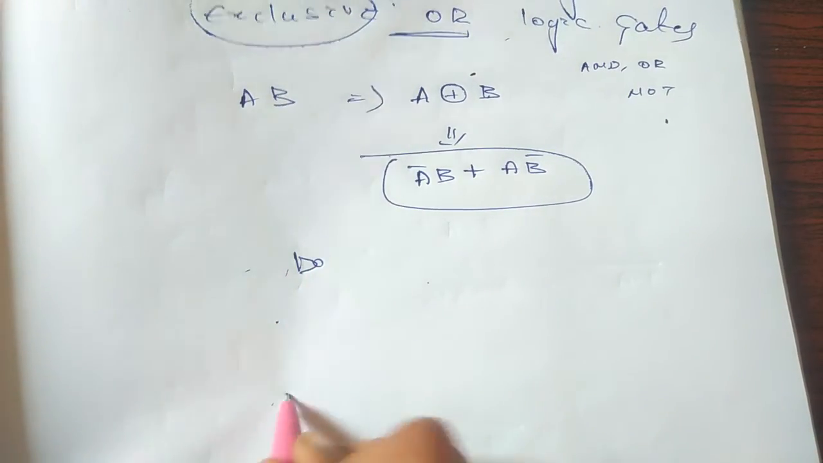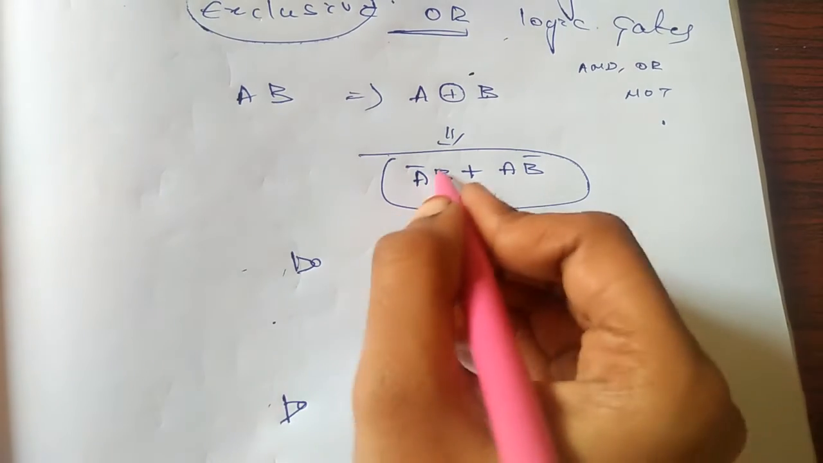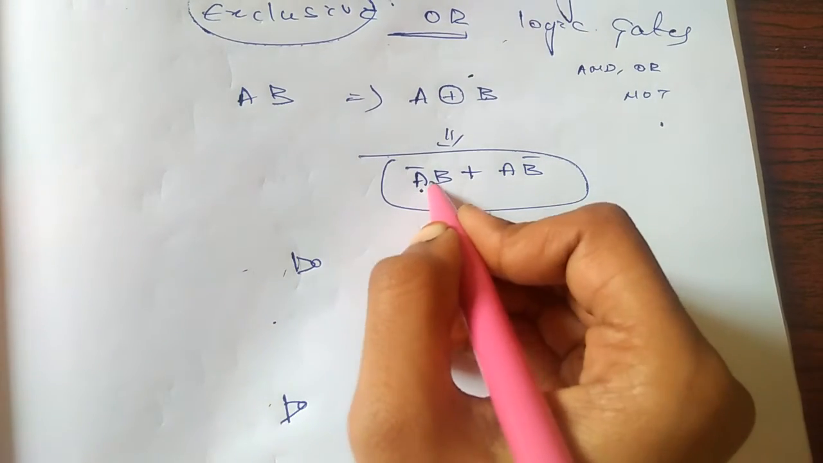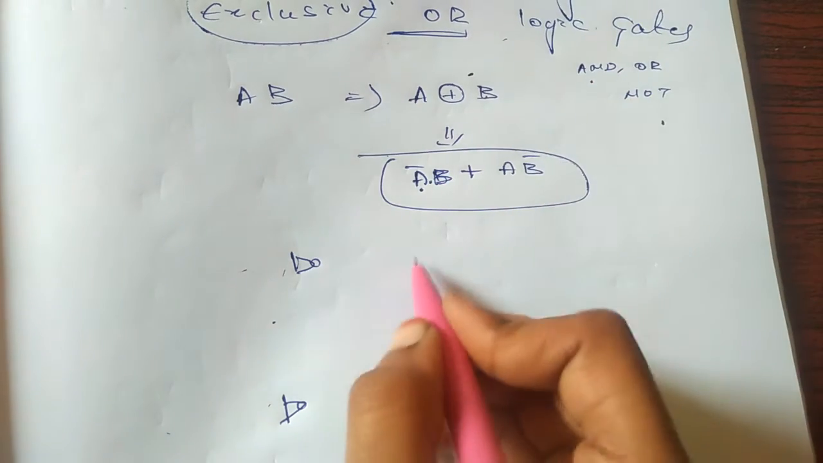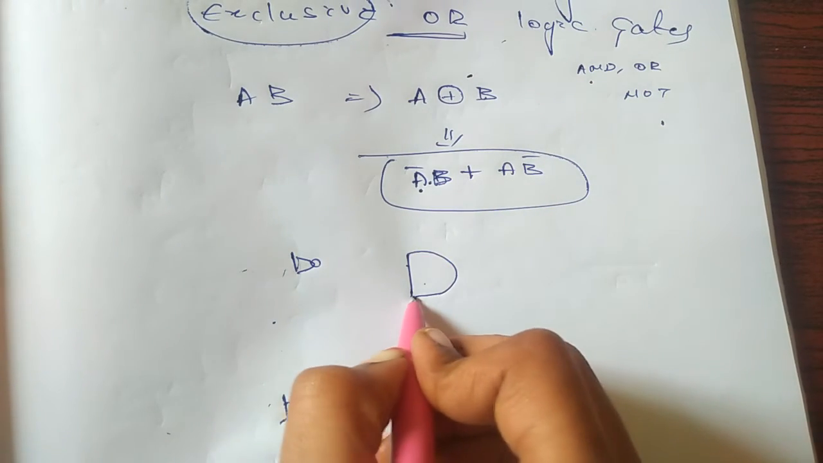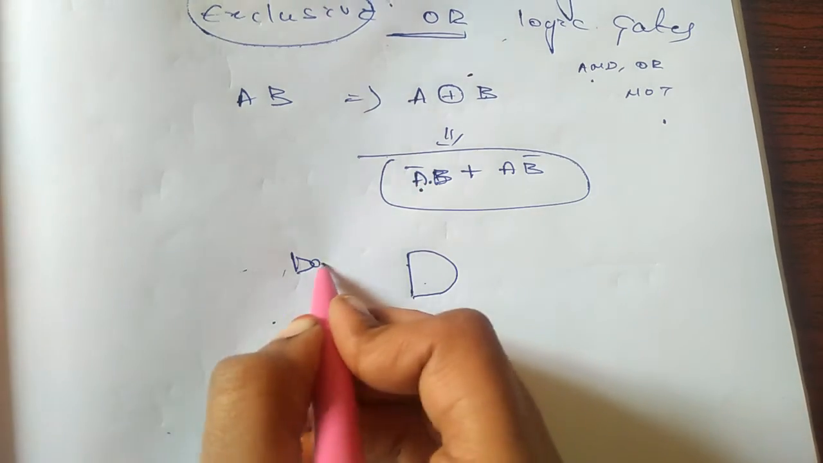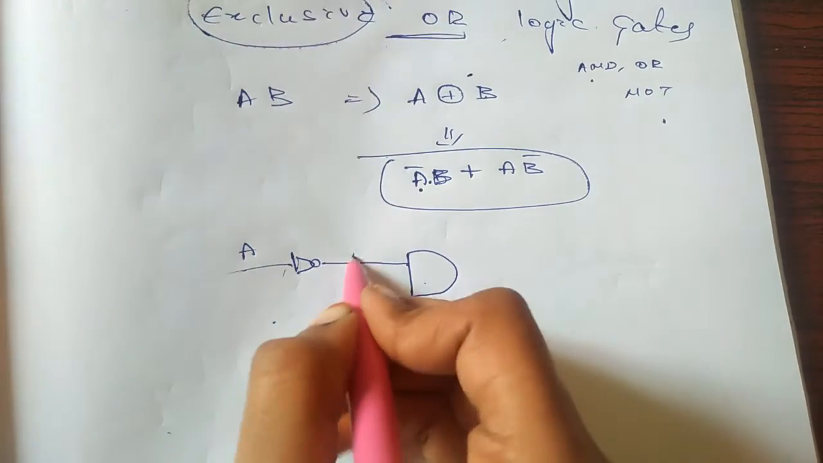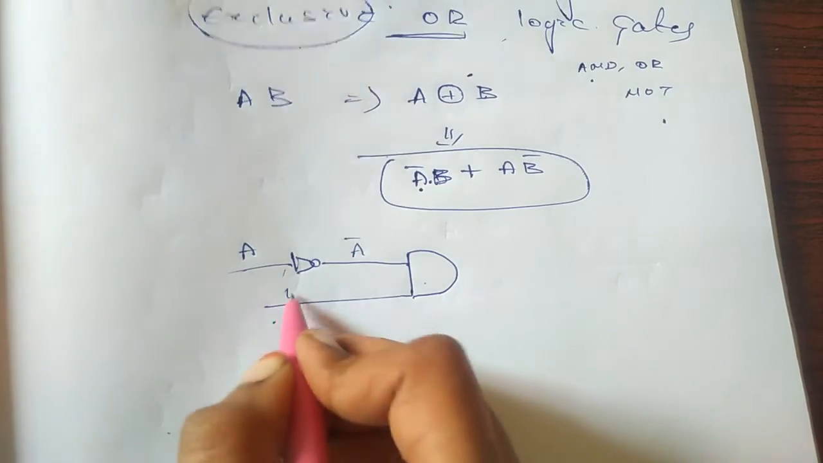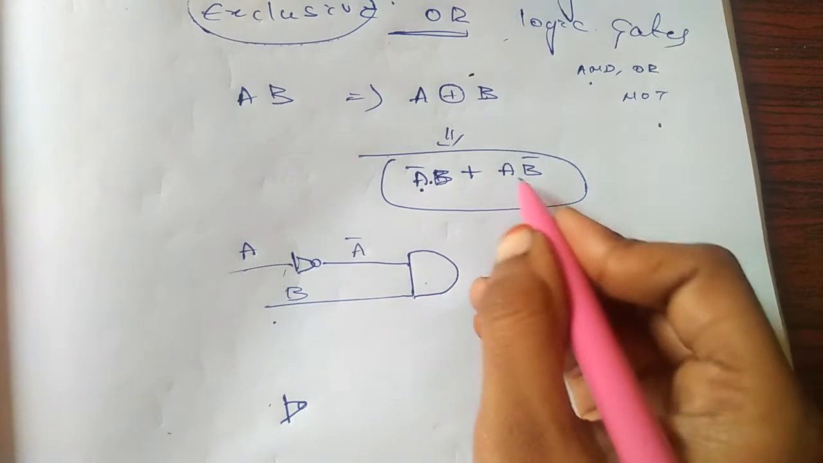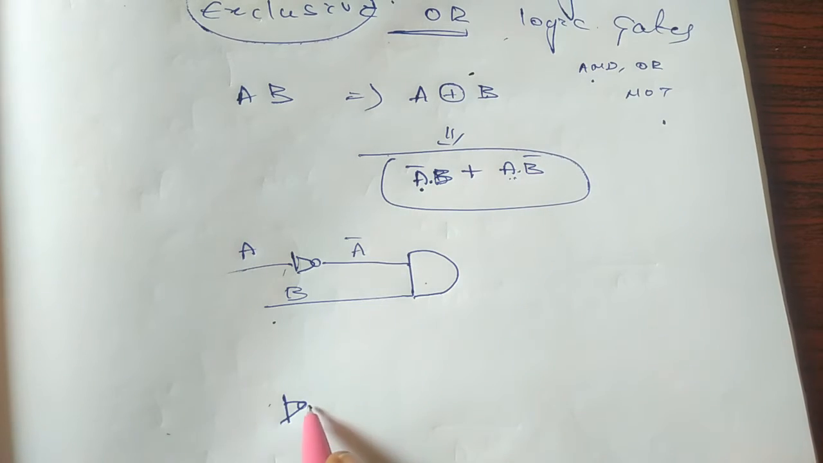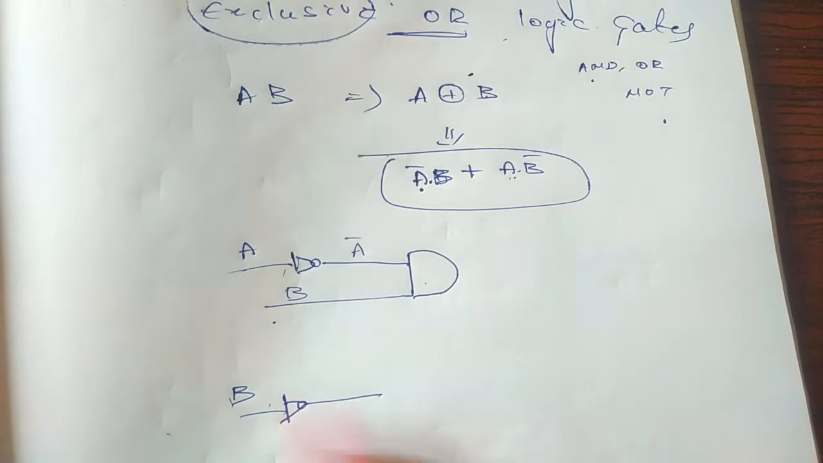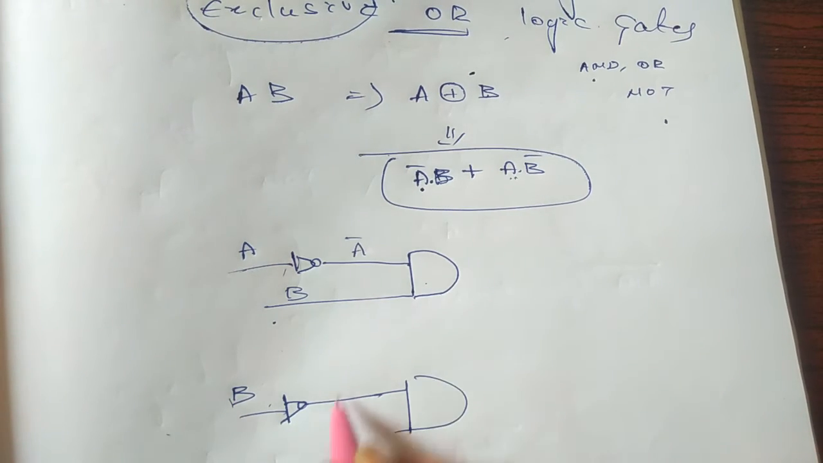NOT gate, NOT gate. See here, what is this? A dot B means which gate? NOT gate. For the NOT gate, what are the inputs? A bar. So for that I took A. Here I get A bar, and then B is common. Okay, fine. Here on this side, in this term, A dot B bar. So the bar is for B, right? Okay, fine. B bar, and then A.